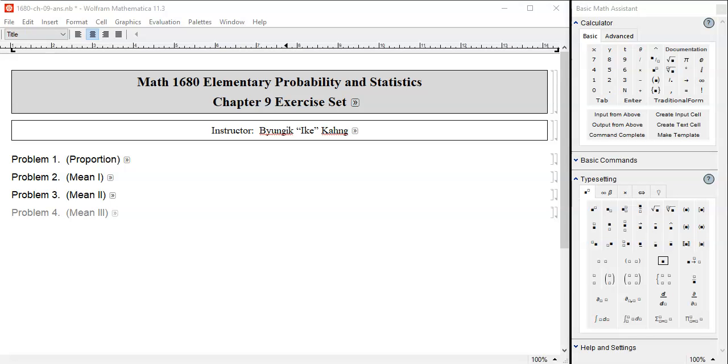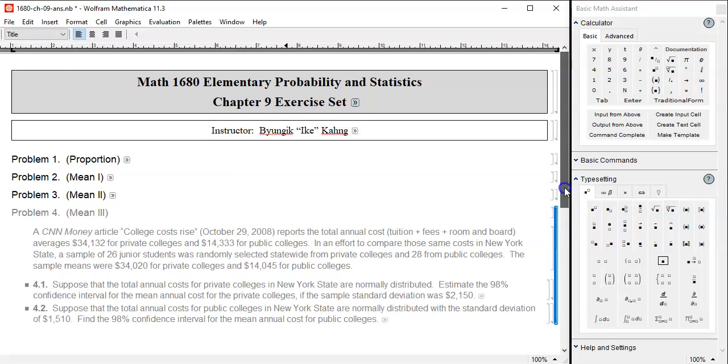Chapter 9, Exercise Set, Problem 4. This is an optional problem. It's not for everybody, but let's work on it anyway.